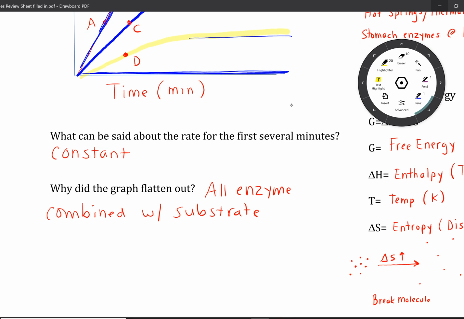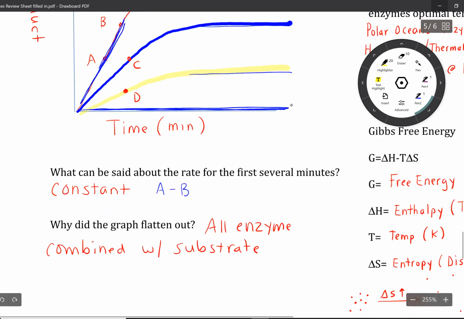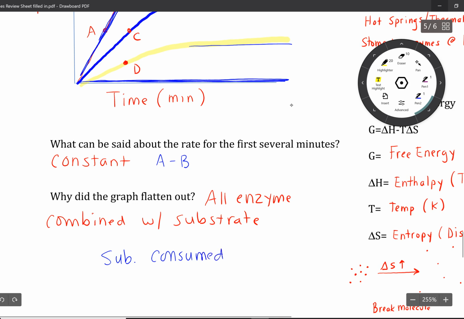So what can be said for the first several minutes of, let's say, A to B? Since I wasn't very clear on my instructions, we know that that is a constant rate. And when the graph flattened out, either all the enzyme combined with the substrate, or there was no more substrate, or the substrate was consumed. That's another way you can say it. Substrate was consumed.